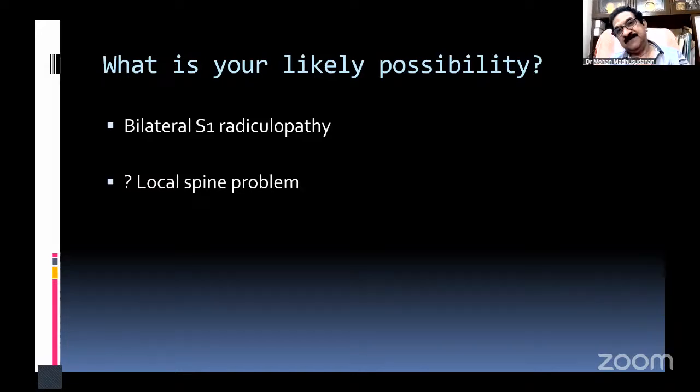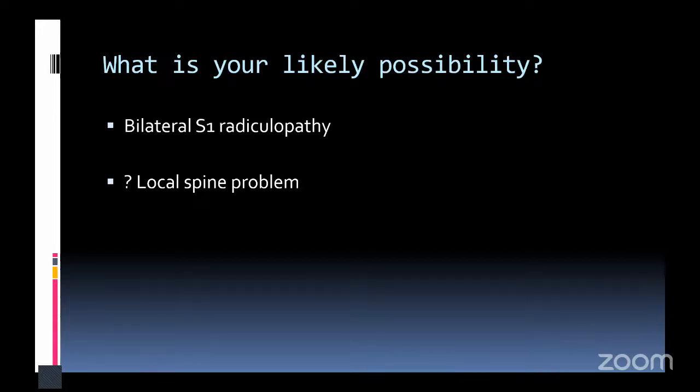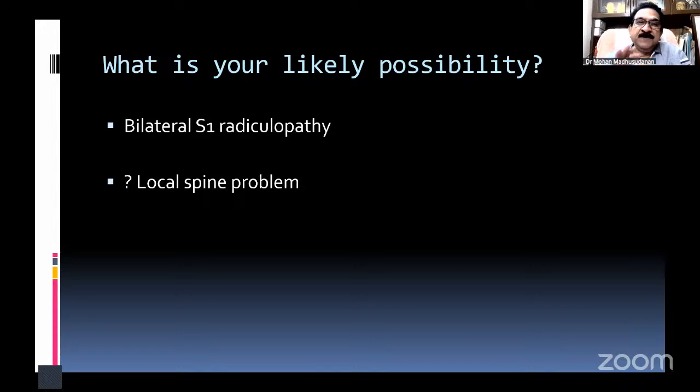Pain, of course, is there. Severe pain, that I agree with. But lying on the bed, power is good now. So plantar flexion... Always you have to check the motor power on active standing. This I had done many times before. Apparently normal power, but when standing on heels or toes, the weakness appears. So my first two possibilities were bilateral S1 radiculopathy versus a local spine problem.